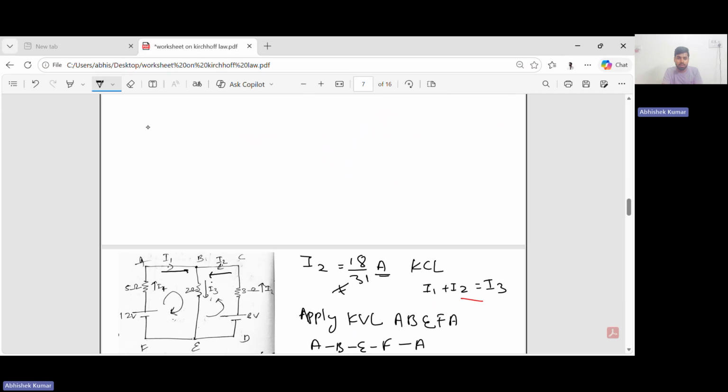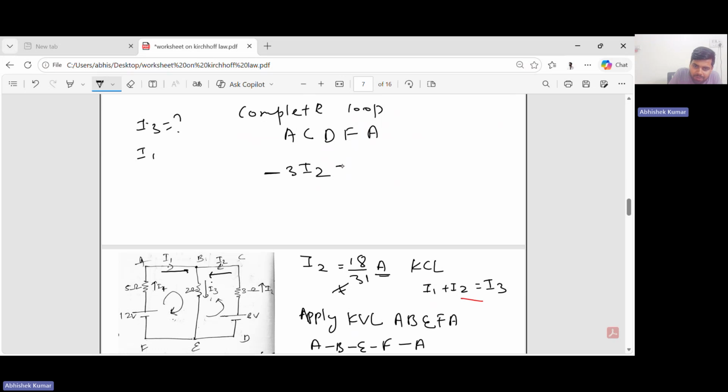Now when we got I2, what do I want? I3 and I1. So how to get I3 and I1? That is the important thing to know. So now take the complete loop. How will you move in a complete loop? You will move from A to C, C to D, D to F, F to A. From A to C, any current, any resistance, anything, nothing is there, 0. Now C to D, it is there. We are going downward, but it is upward. So minus 3I2. It is plus to minus. It is plus only 6 here.